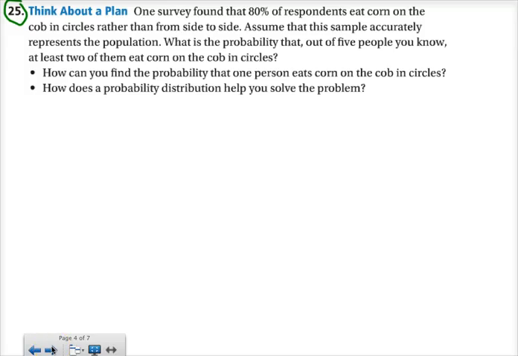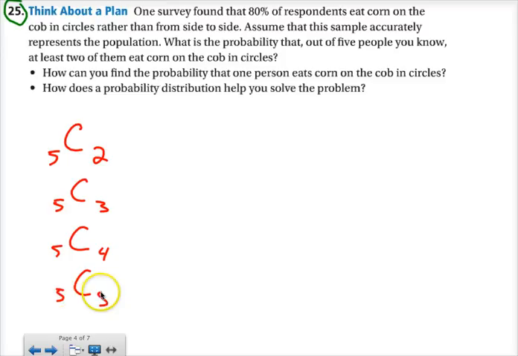Then number 25 says a survey has found that 80% of respondents eat corn on the cob in circles rather than from side to side. Assume that this sample accurately represents the population. What is the probability that out of 5 people you know, at least 2 of them eat corn on the cob in circles? Well, that means out of the 5 people, at least 2 of them, well, 2 of them counts as at least 2 of them. So we'll have 5 choose 2, 5 choose 3, 5 choose 4, and 5 choose 5.